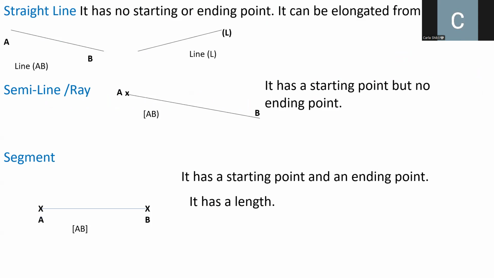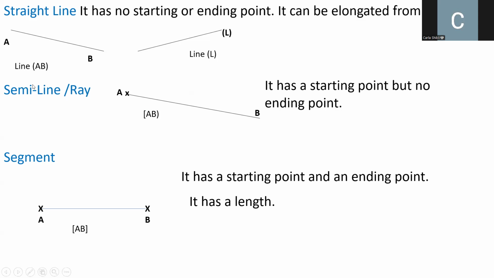What we are going to revise in this lecture is what we mean by a straight line. In mathematics, a straight line has no starting or ending point. A straight line can be drawn vertical, horizontal, or oblique. Since it has no starting or ending point, it can be elongated from both sides. So if I needed to elongate this straight line to make it longer, I can elongate it using a long ruler.